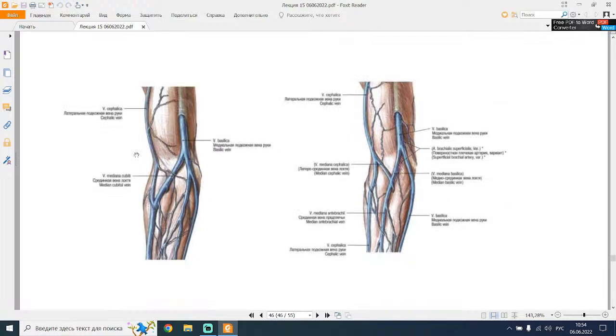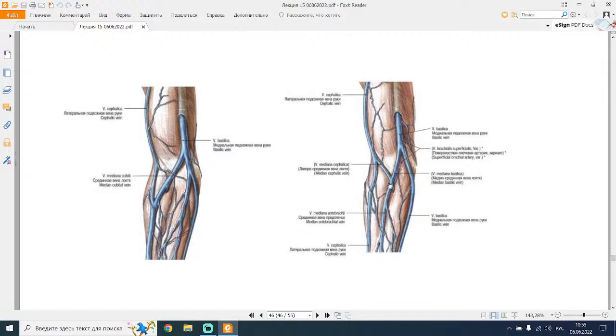You see, this is vena cephalica, this is vena basilica, vena mediana cubiti. Variant. This is vena cephalica. This is vena basilica. This is vena mediana basilica connecting with vena mediana cephalica, and to form what, this is vena mediana antebrachii.